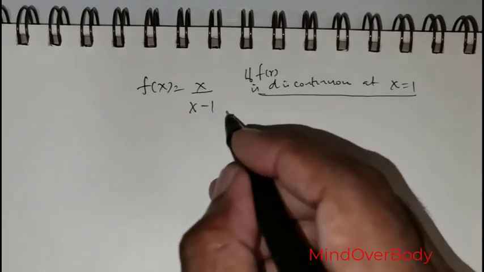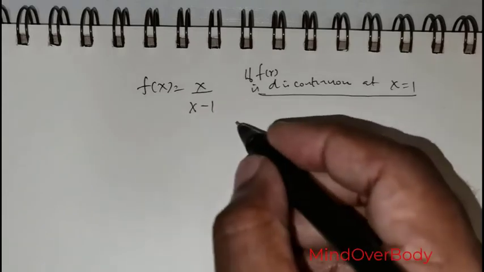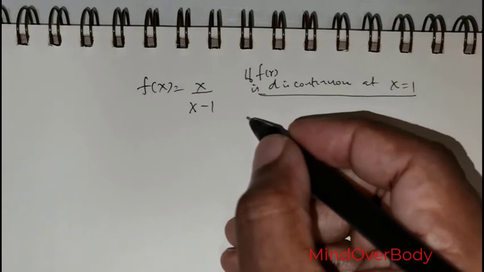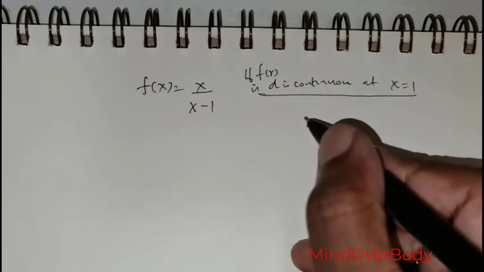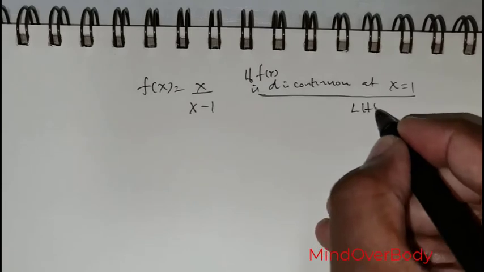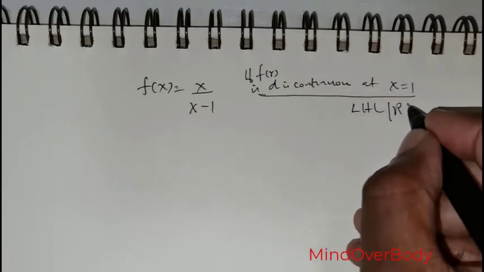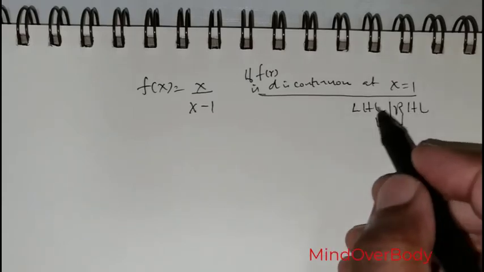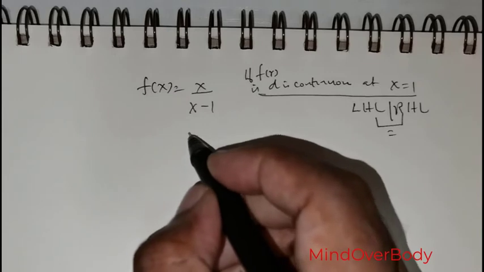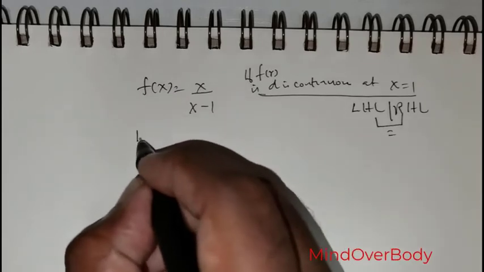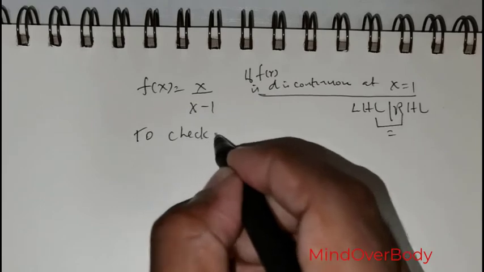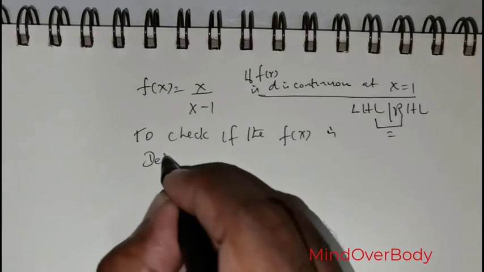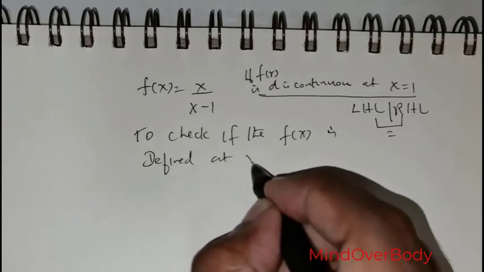Now first we will have to find if the function is defined. So this is another type of illustration where we can outrightly conclude whether the function is continuous or discontinuous without even checking the left hand limit and connecting it with the right hand limit and finding if they are equal and then proceeding further. So we don't have to do all these things. In this case I'm just going to check if the function is defined at x is equal to 1.